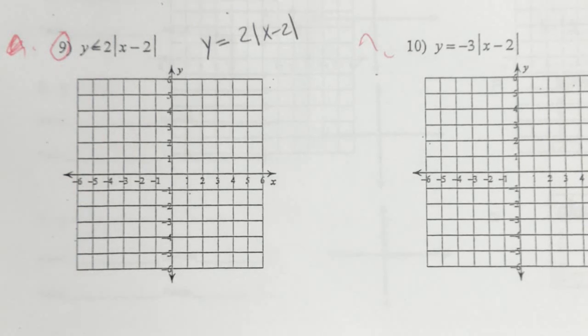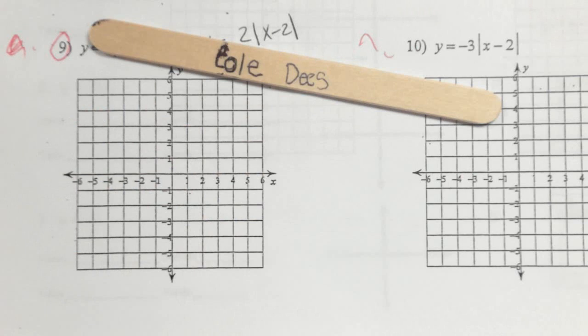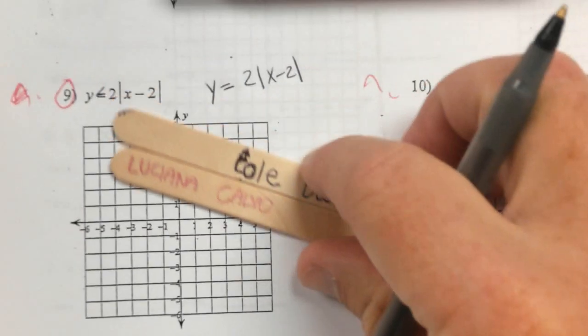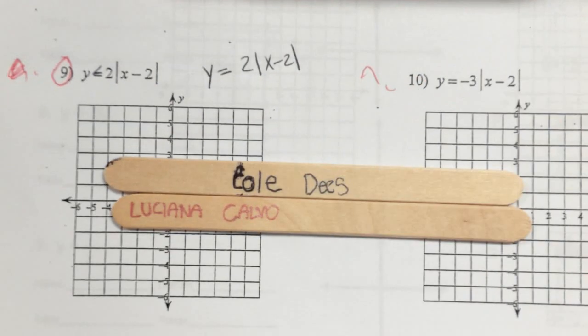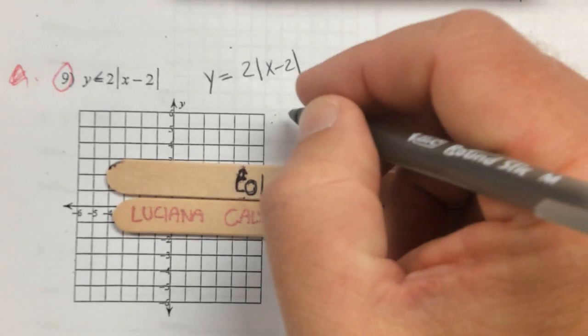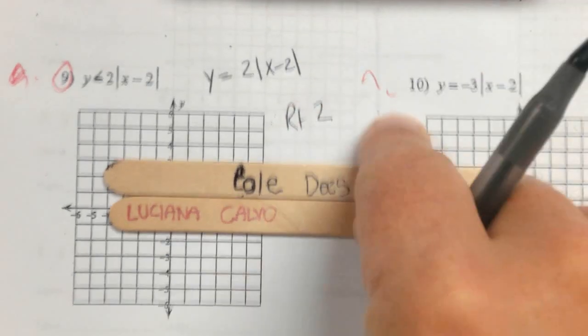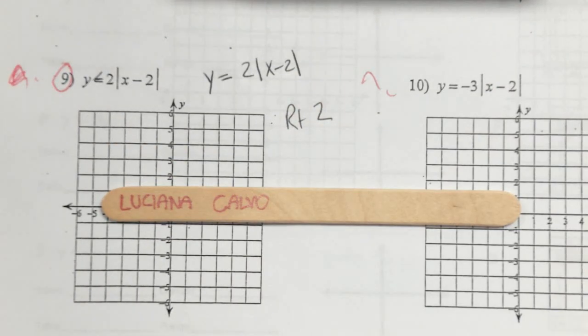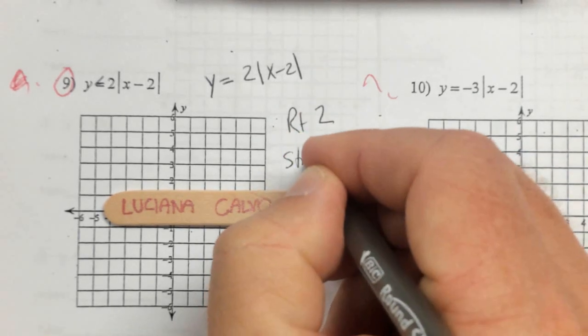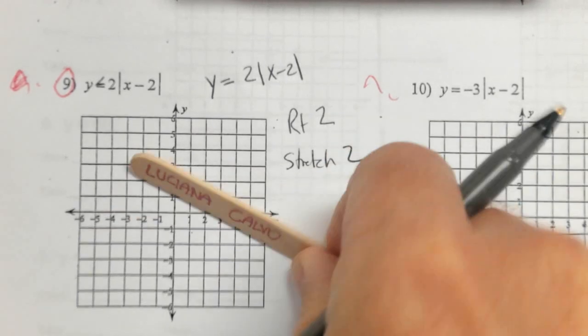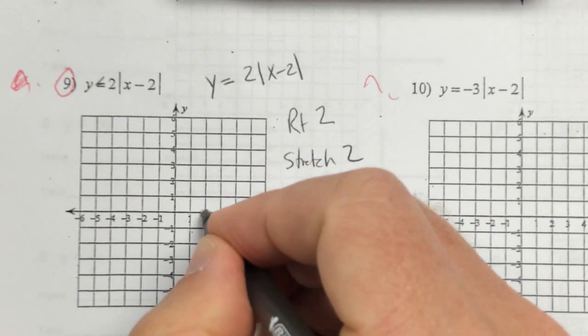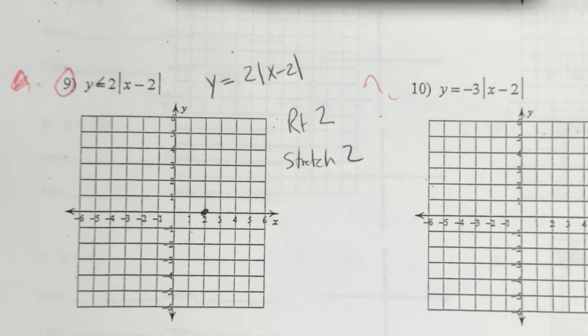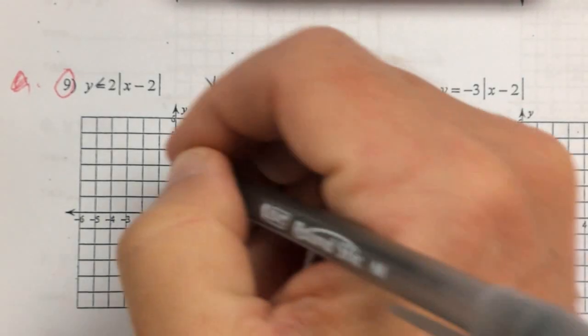So we'll start with the easy part. Oh, never say it's easy and then call on people, because that's dangerous. Cole, I got 2 changes there. Tell me one of them. Right 2. Luciana, tell me the other change. Good. Stretch by 2. So right 2, and then we'll stretch by 2. So a slope of 2.